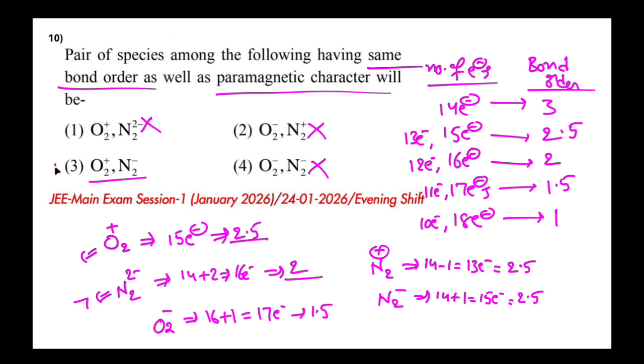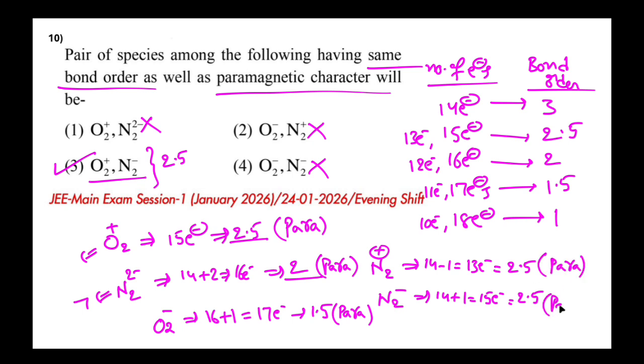So the correct one is option 3. Both O2 plus and N2 minus have the same bond order, that is 2.5. All these species are paramagnetic species, because the valence shell contains unpaired electrons.